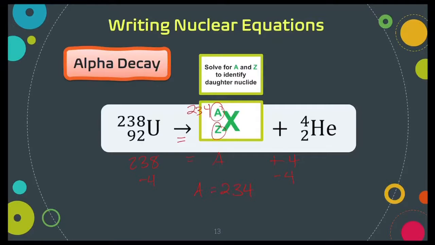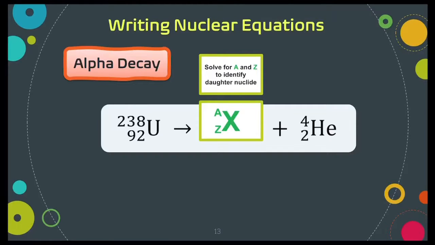The bottom number, then, z, is the next thing you would solve for. So 92 equals z plus 2. So to solve for z, subtract 2 from both sides, and then z equals 90. So this bottom number here is 90, which represents the atomic number. And we would use 90, the atomic number, to look up the identity of this isotope. Now let's actually break apart the components of this equation to identify what each of these isotopes is going to be called.